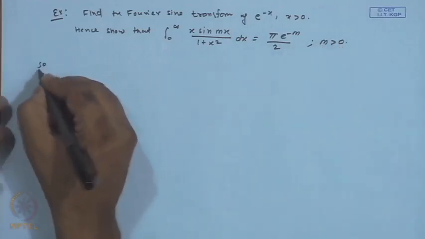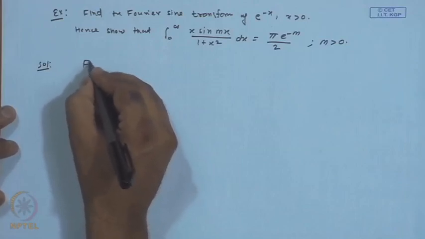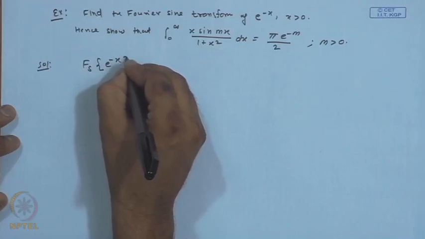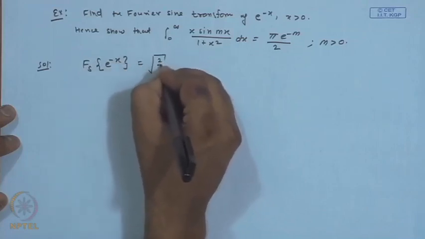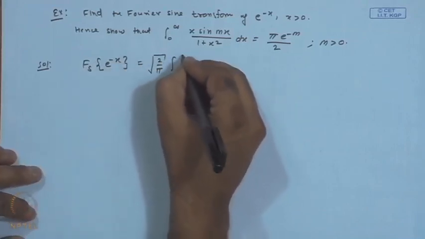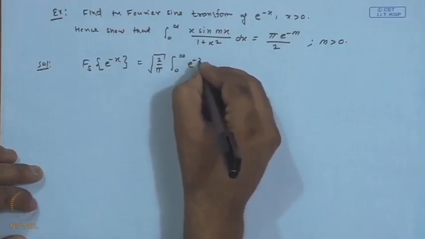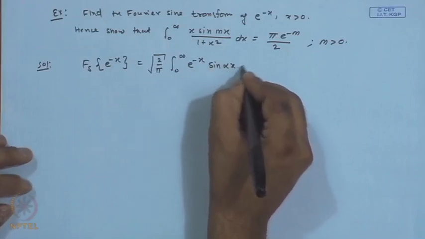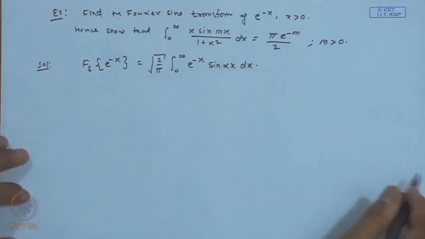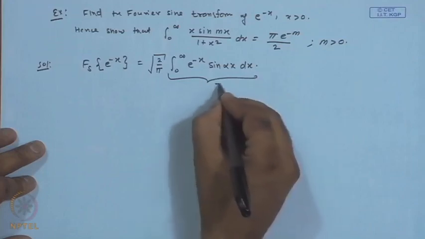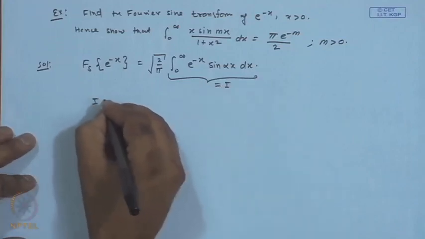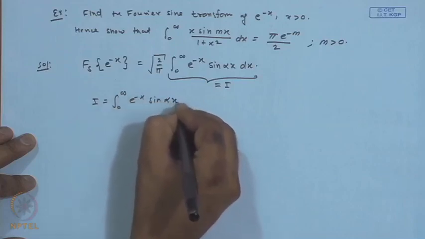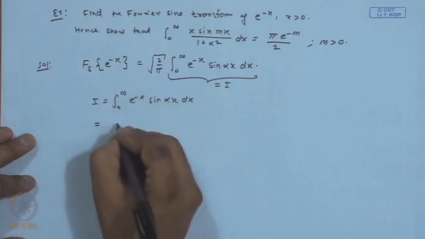Now we go with the definition of the Fourier sine transform. For e to the minus x, we have square root of 2 over pi, integral from 0 to infinity of e to the minus x, that is the function, times sin(alpha x) dx. We can evaluate this integral. Let us call it I. So we have I equal to the integral from 0 to infinity of e to the minus x sin(alpha x) dx. We integrate by parts.